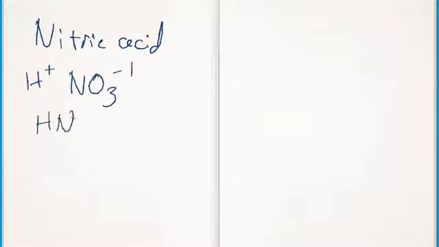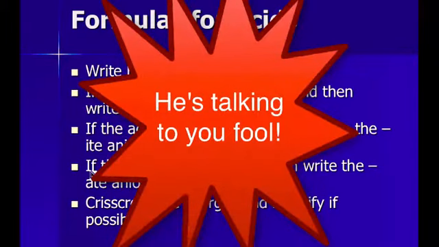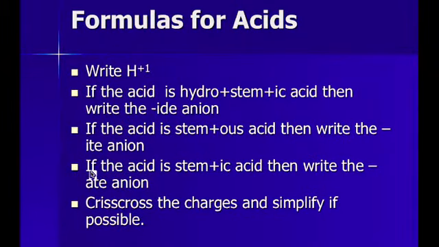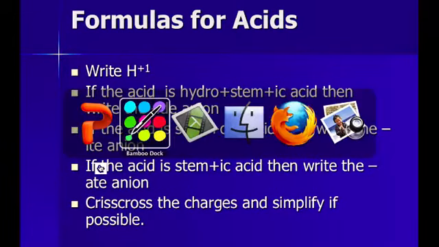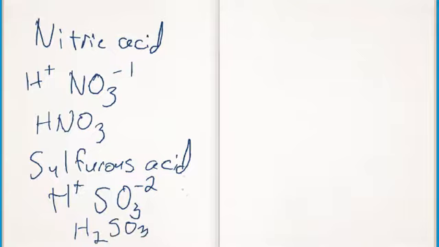What about another one? What about sulfurous acid? H plus. Which one is it? Point to it with your finger. Oh, very good. All right. So it's stem plus ous, so we want to write the ite anion. Sulfurous means we want to write the sulfite ion. Sulfite is SO3 with a -2 charge. Crisscross and simplify. We get H2SO3. That's how you write the formula. So that's all pretty simple.